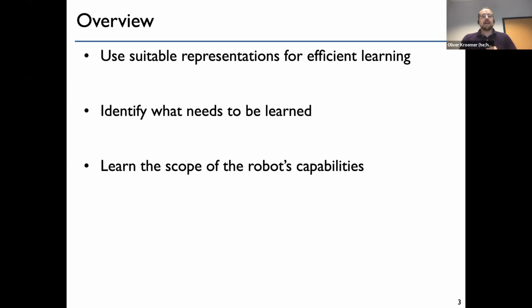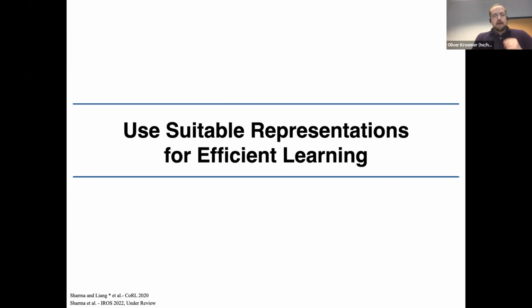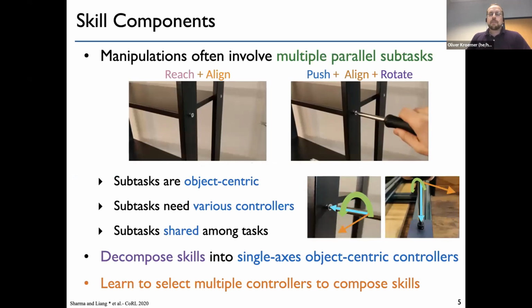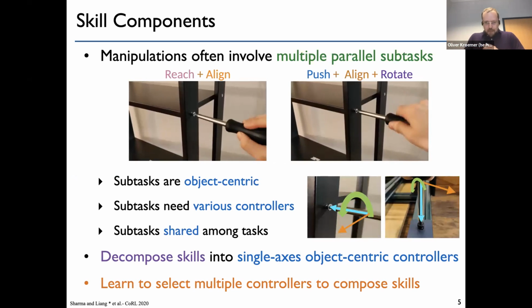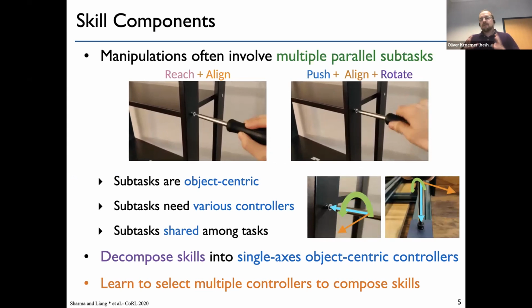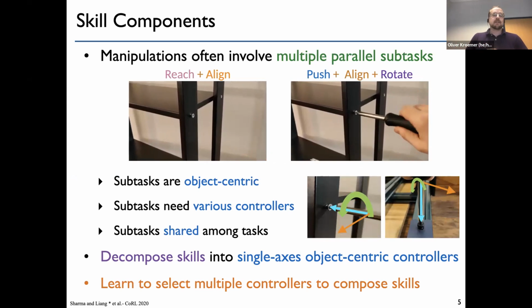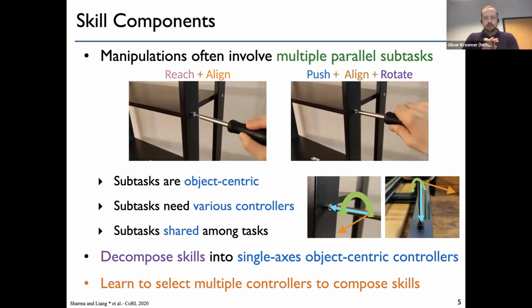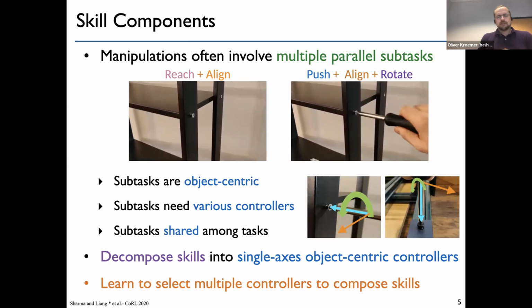I'm going to start off with suitable representations. So we want to have suitable representations for efficient learning and manipulation. When we think about manipulation skills, here we have an example of screwing in a screwdriver. We can often break this down into multiple subtasks. First of all, just inserting the screwdriver into the screw, and secondly, rotating the screwdriver.